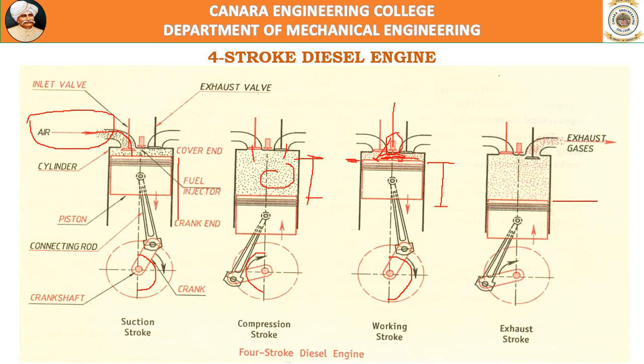Then the next stroke is the exhaust stroke, during which the piston moves from BDC to TDC, and you observe the exhaust valve is opened, the inlet valve is closed, and the products of combustion are flushed out to the silencer and to the atmosphere. So during this exhaust stroke, the exhaust valve is opened, the piston moves from BDC to TDC, and the products of combustion are thrown out to the silencer, to the exhaust. Again, the crank rotates through 180 degrees.